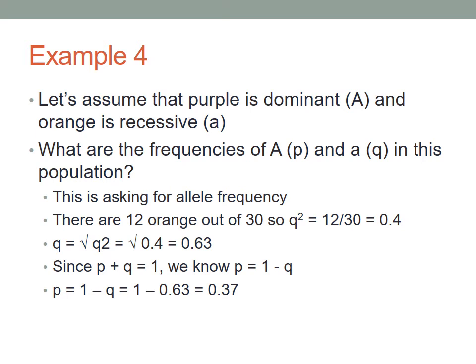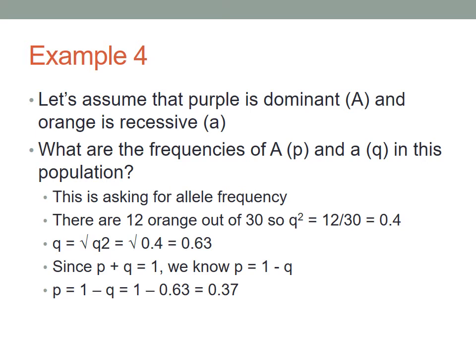Well, we can calculate it just like we calculated back in example 1. There's 12 orange crabs out of 30 crabs total. So we know that the genotype frequency of orange is 12 divided by 30. That means that q squared is 12 divided by 30. So 40% of our population is orange. So q squared equals 0.40. q is the square root of q squared. So it's the square root of 0.4, which equals 0.63.